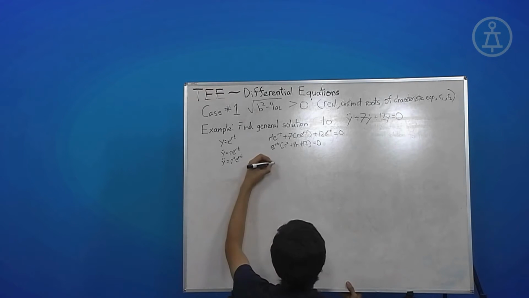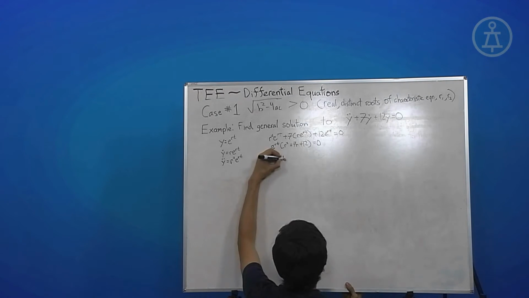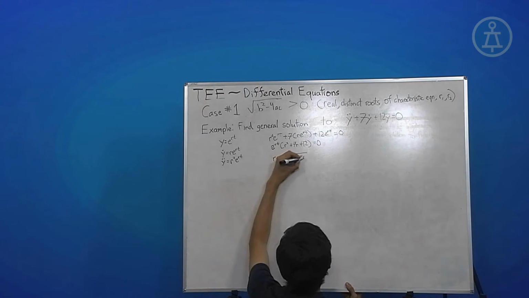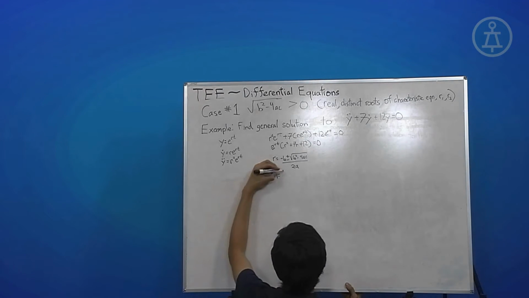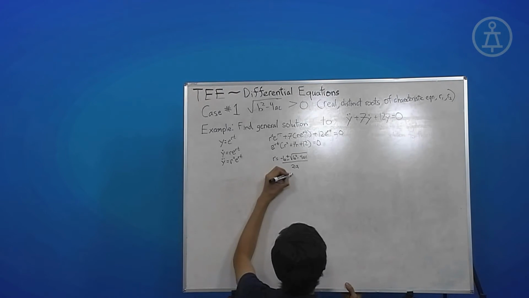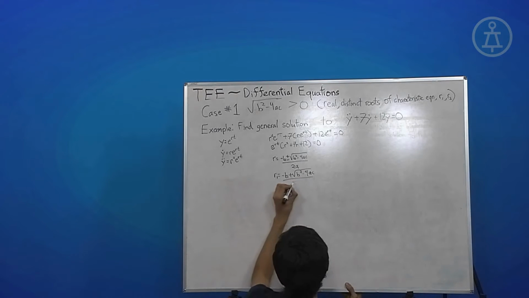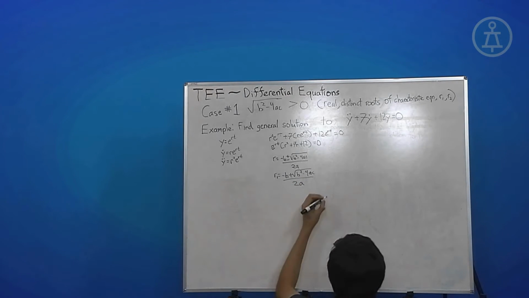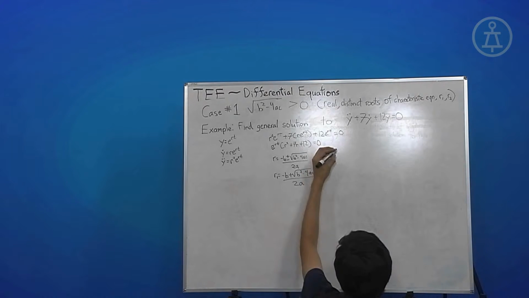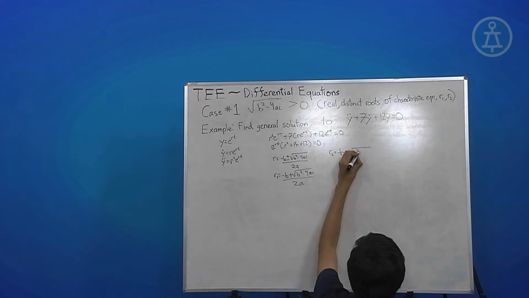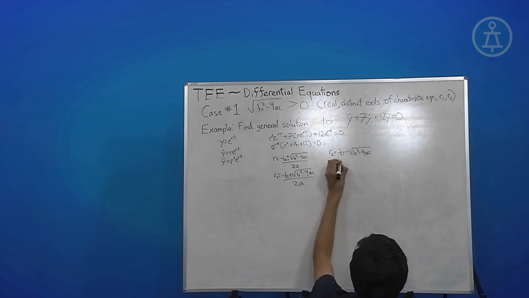So let's write that down. We know that the quadratic formula is of the form r is equal to negative b plus or minus the square root of b squared minus 4ac over 2a. We'll say that r1 is equal to negative b plus the square root of b squared minus 4ac over 2a. And we'll say that r2 is equal to negative b minus the square root of b squared minus 4ac over 2a.